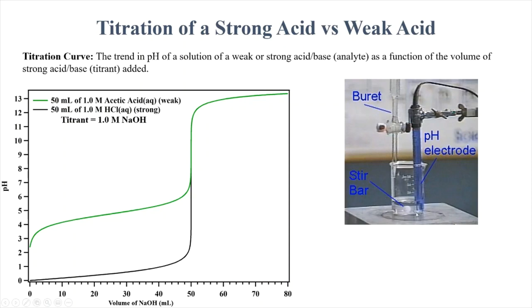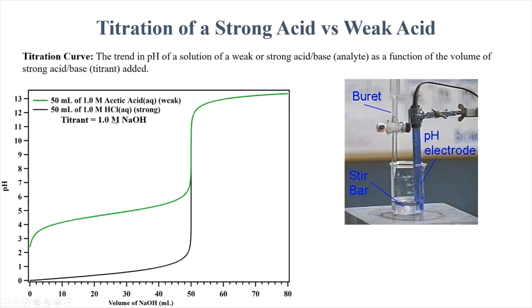So this is going to be our acid down here. And it's either going to be 50 mLs of 1 molar acetic acid, that's our weak acid, or we're going to compare this in a separate experiment to 50 mLs of a 1 molar HCl solution. And this will be a strong acid example. And instead of using an indicator, we're going to put a pH electrode in here, which measures the pH of the solution as a function of the volume of NaOH that's added. So that's the graph that we're creating.